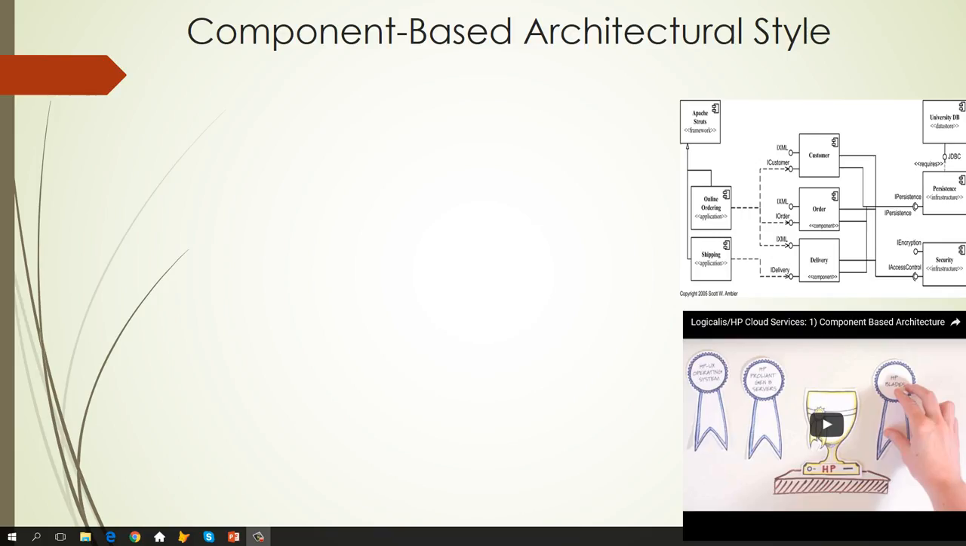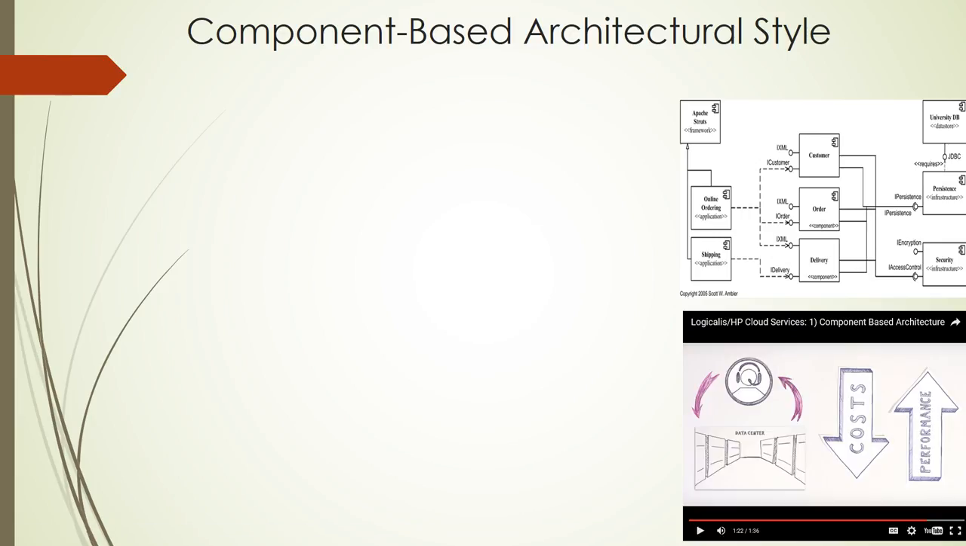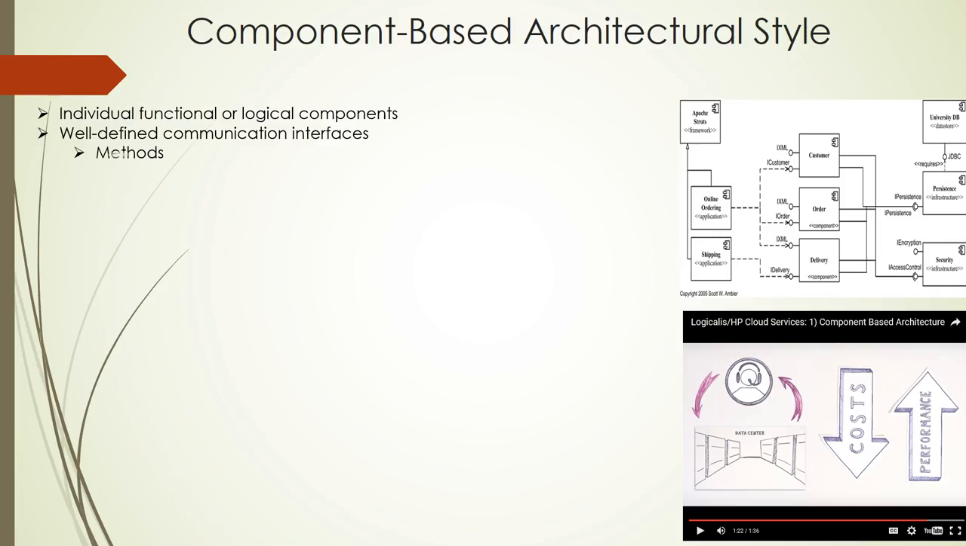This is the second movie about software architecture and design, chapter 3. In this part, we are going to talk about the component-based architectural style. It focuses on the decomposition of the design into individual functional or logical components that expose well-defined communication interfaces containing methods, events, and properties.